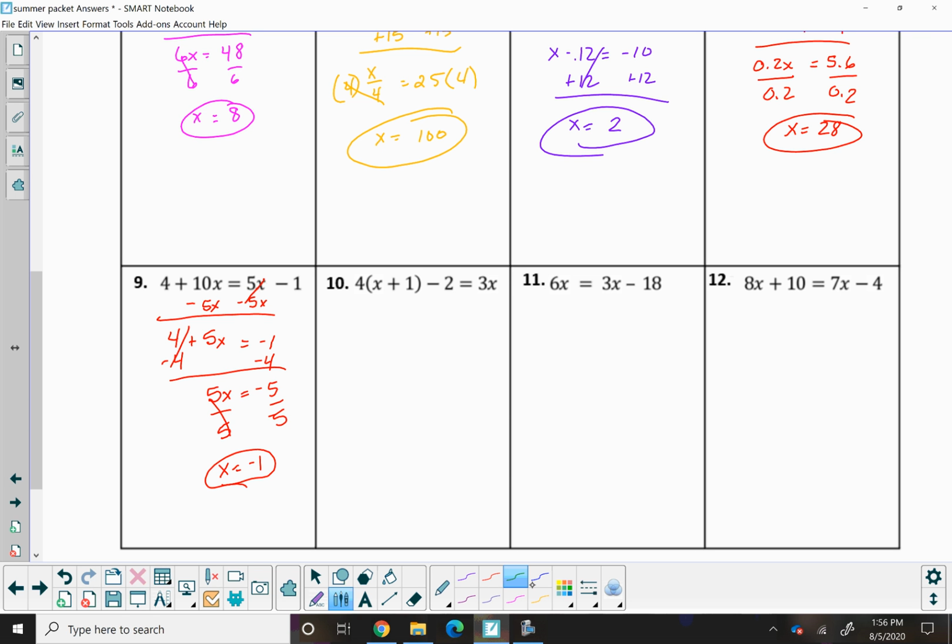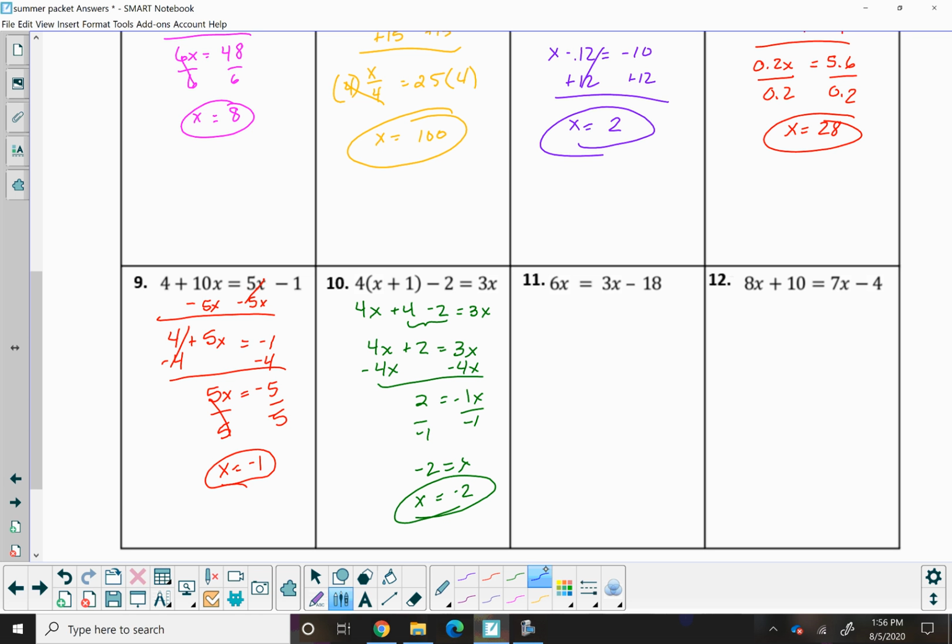Okay, the next one. I'm going to distribute first. So I get 4x plus 4 minus 2 equals 3x. Put these two together. 4x plus 2 equals 3x. In this case, 3 is a smaller coefficient, but I don't have any constants on that side, so I'm going to subtract 4x from both sides. All that matters is I'm going to get a negative number. -1x divided by -1. I get -2 is equal to x. Flip it around, I get x is equal to -2.